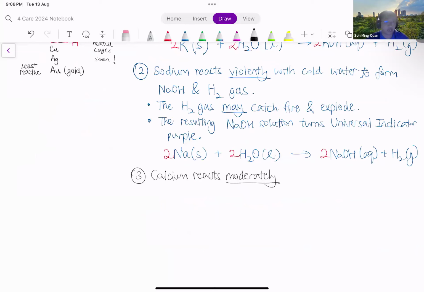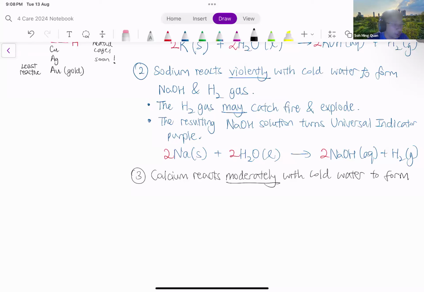So we go from very violent to violent and then moderate. So calcium reacts moderately with cold water. What does it form? It forms the metal hydroxide. But what's the formula? In this case, it's calcium hydroxide.